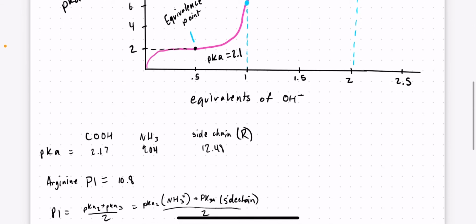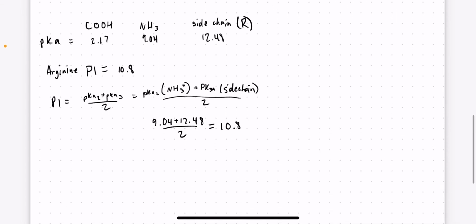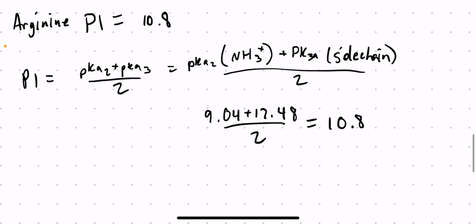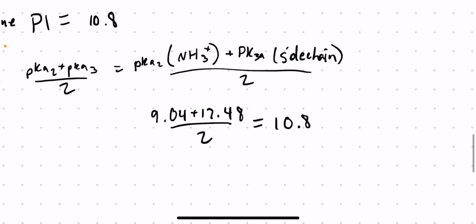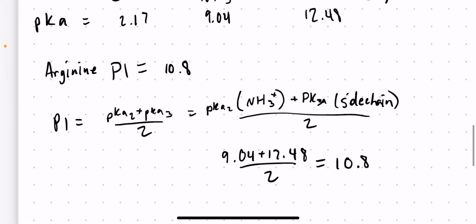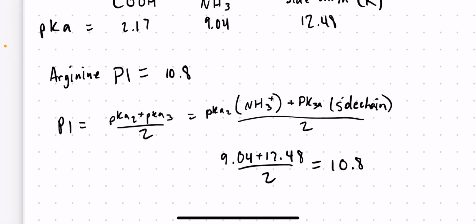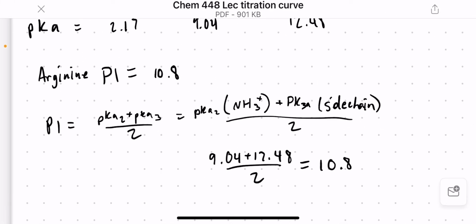So now getting into the isoelectric point or pI. There's an equation for this. It's going to be pKa2 plus pKa3 over 2. So that's just going to be the 9.04 plus the 12.48 divided by 2. And you're going to get 10.8.